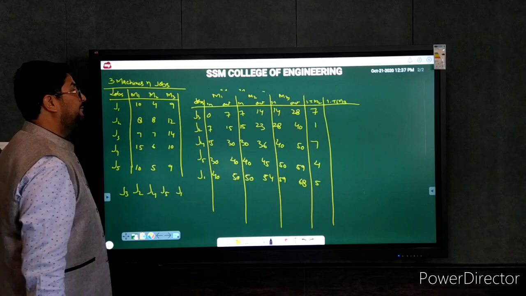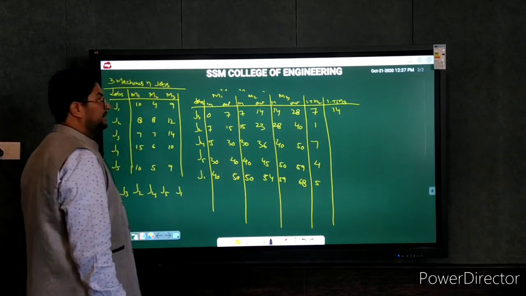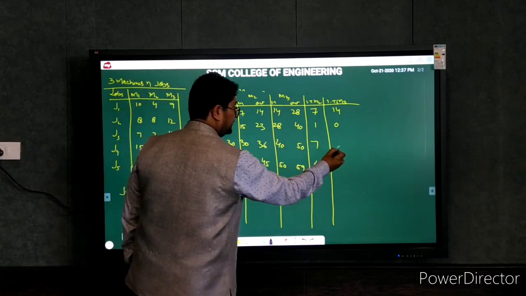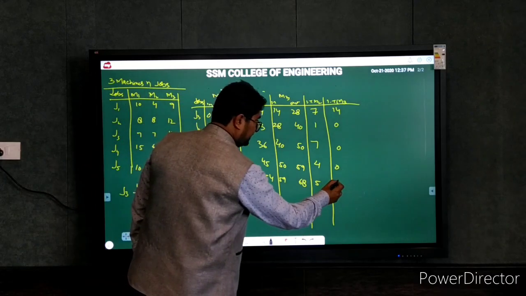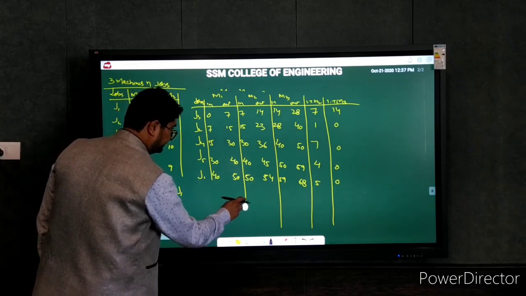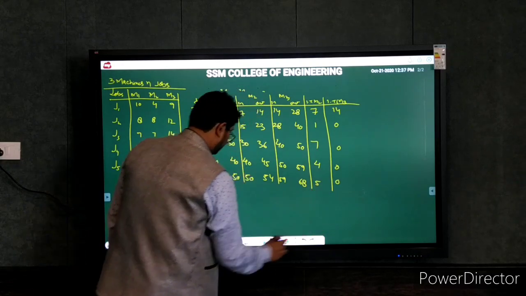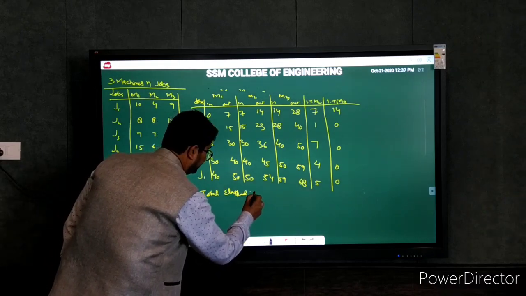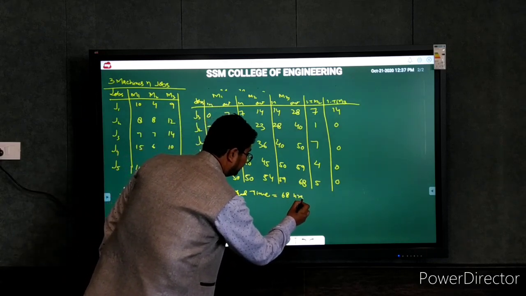Let's talk about idle time for machine 3. For machine 3, the initial idle time is 14. Then 28, next job was taken at 28, it's 0. 40, 0. 50, next job was taken at 50, 0. 59 and 59, that is 0. Let me write it here. Total elapsed time to complete all the jobs is 68 hours.